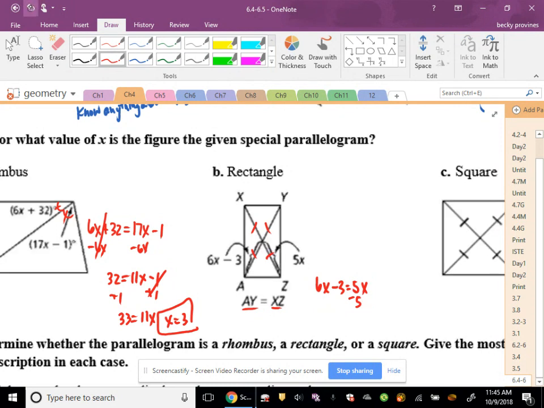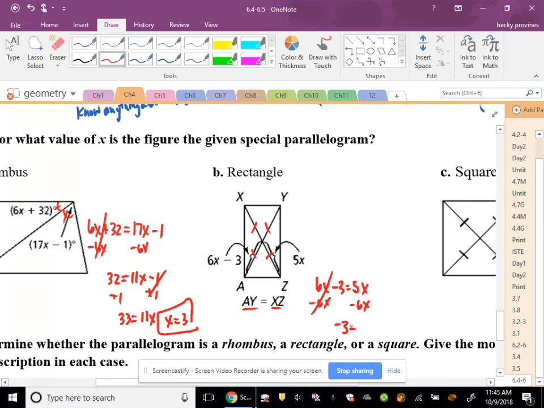I'm going to subtract the 6x from the left over to the right. So I'm left with negative 3 equals negative 1x, and then divide by negative 1, or you can times by negative 1, and my answer is positive 3.